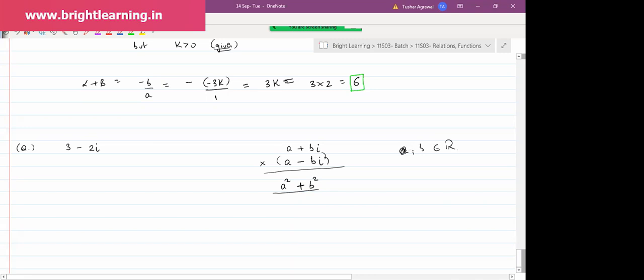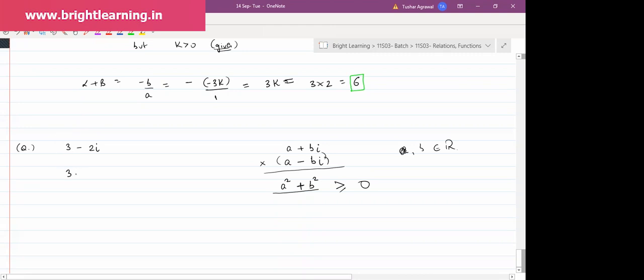That is the sum of squares of two real numbers, which is always positive, or at the most you can say equal to 0 if both a and b are 0. That is multiplying 0 by its conjugate. Otherwise, if you get any complex number other than 0, the multiplication of a number and its conjugate will be a positive real number. So 3 minus 2i, what will be the conjugate?